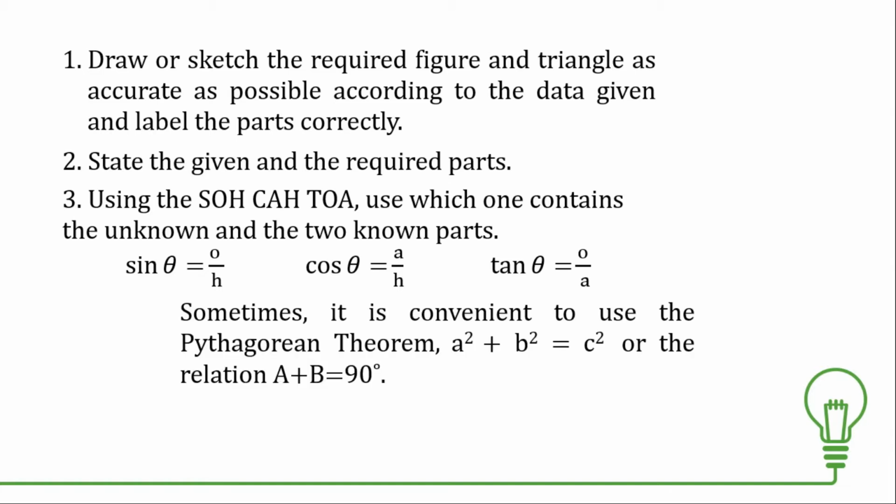Okay, next, sometimes it is convenient to use the Pythagorean theorem. The sum of the squares of the 2 sides or the 2 legs is equal to the square of the hypotenuse. Pwede natin siyang gamitin because we are already given the knowledge of this one. Or we can use the relation A plus B equals 90 degrees. In dealing with a right triangle, we all know that the two other acute angles beside the right angle are complementary angles. So we can use this relation in solving problems para mas mapadali yung ating process.